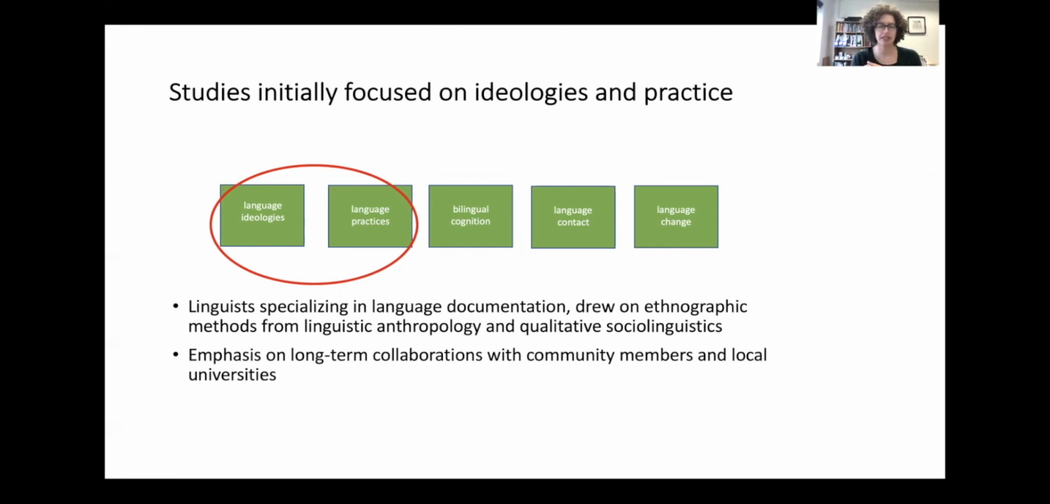The emphasis in this research is on long-term collaborations with community members, often involving training of community members and co-authoring, because in a sense, to do this work well, you really have to engage much more closely with the community. You can't work on multiple languages and get a grip on local language ideologies just as a sort of lone researcher.